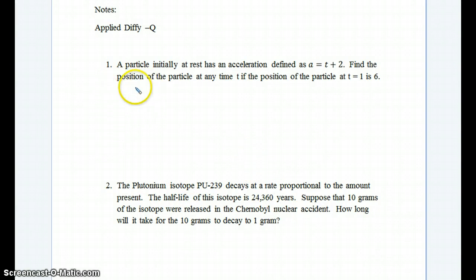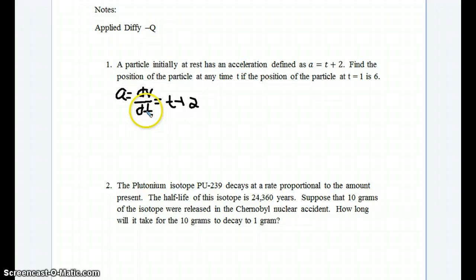So let's look at number 1. It says a particle initially at rest has an acceleration defined as a equals t plus 2. Find the position of the particle at any time t if the position of the particle at t equals 1 equals 6. So acceleration, remember, is the derivative of the velocity, which is t plus 2.